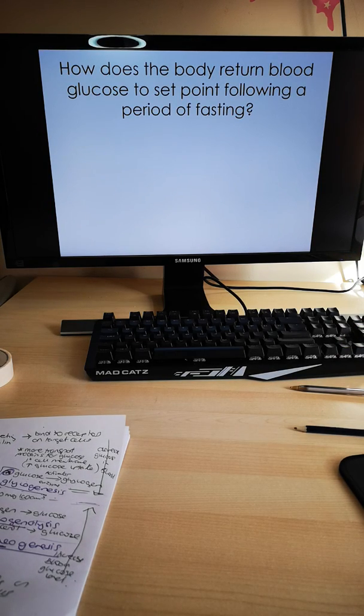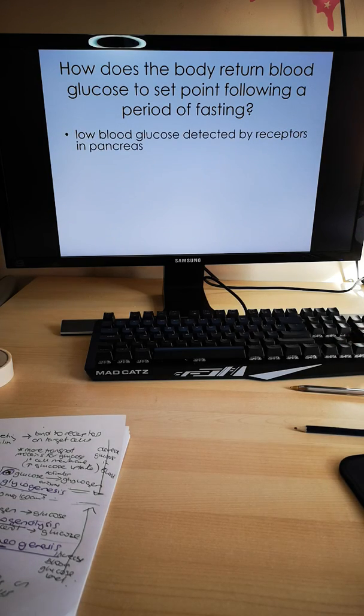How does the body return blood glucose to set point following a fasting period? So this is the kind of clue you'd look out for in the exam questions. Fasting, straight away you'd be thinking, well, blood sugar would be decreasing. That would be a glucagon response. So have a go at writing the response down in bullet points now.